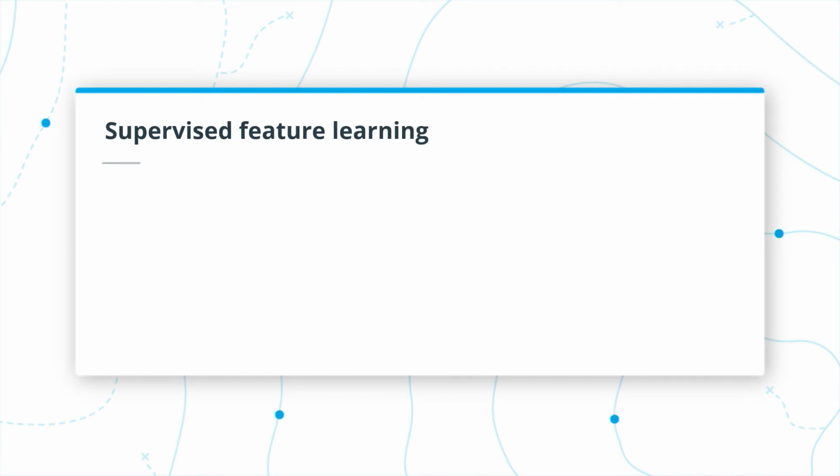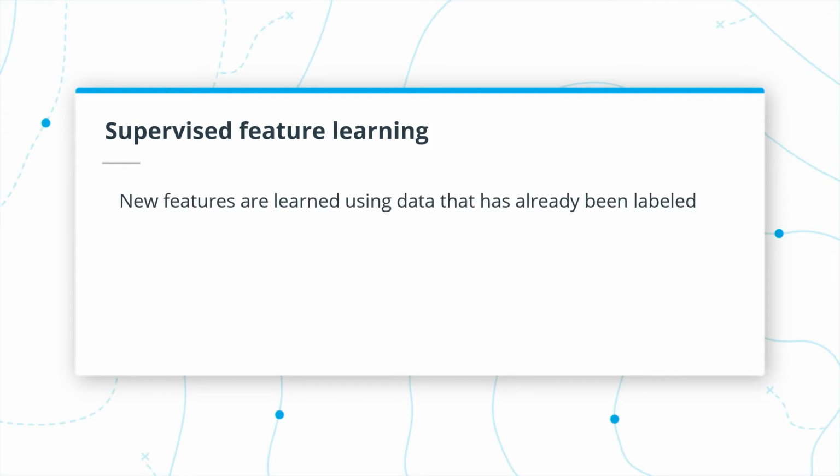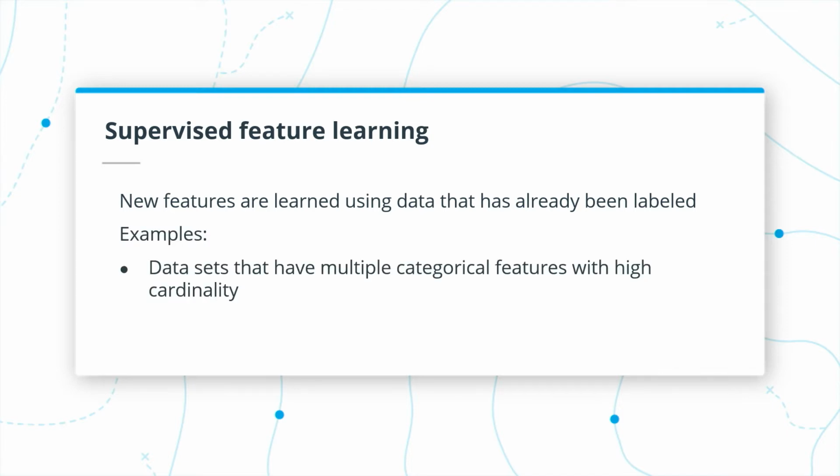The first set of approaches in feature learning is the supervised approaches, where basically the new features are learned using data that has already been labeled. An example of such a problem occurs in datasets that have multiple categorical features with high cardinality. In this case, classical approaches like, for example, one-hot encoding fail to produce results. Instead, we can use deep learning encoders to embed features into numerical vectors.